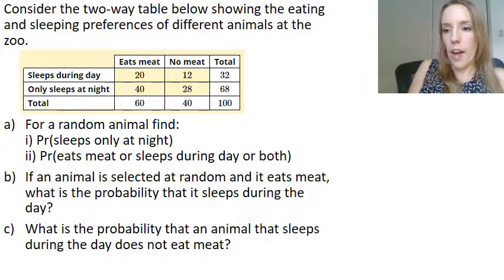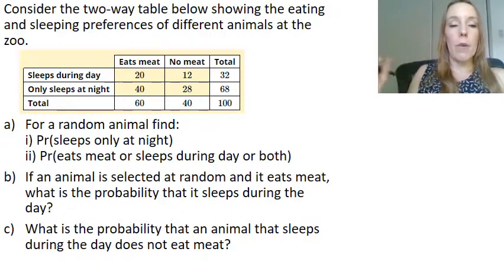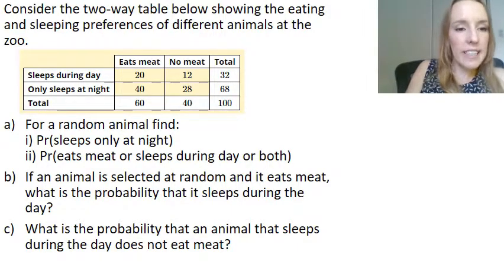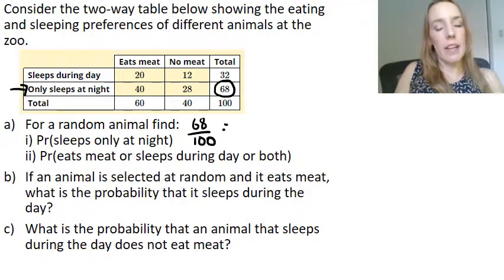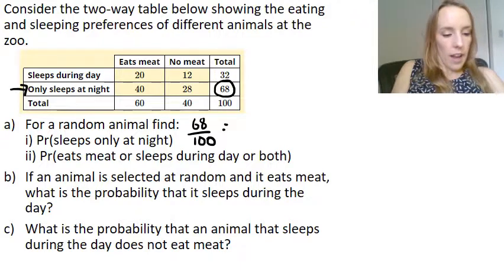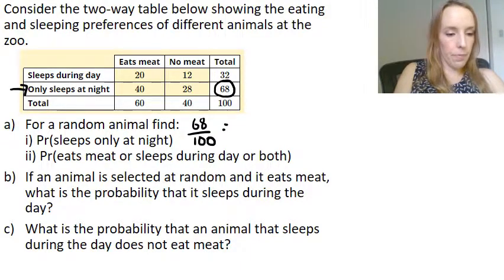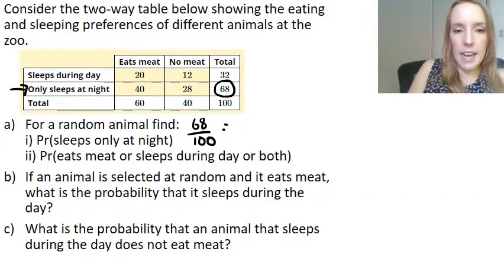Okay, so our probability is the number of times when that occurs. So only sleeps at night. That would be our total for this row here. This is our only sleeps at night, and our total number there would be 68. So it'd be 68 out of the total number surveyed, which was 100. And then we can simplify that fraction. So 68, what are we dividing that by? 4. So that's 17 over 25.